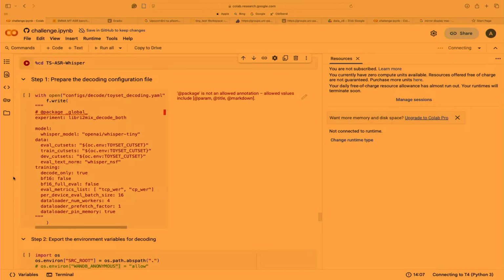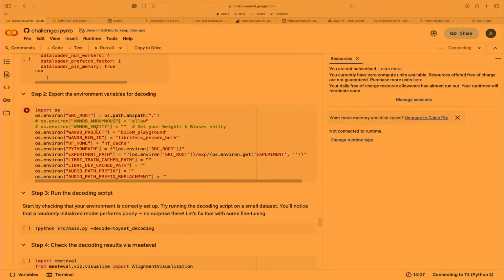Then it's saying you will use the batch size 16, so we will decode 16 samples per one step. We'll be using 4 data loaders with some prefetch factor, and we'll pin the memory to just make it faster.